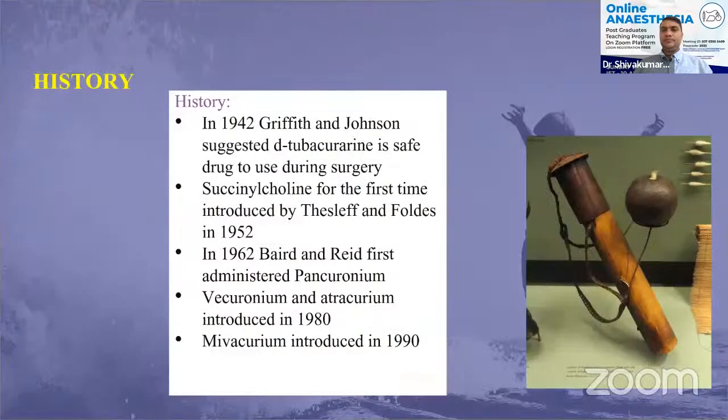So we should understand the history of neuromuscular blocking agents before we use them. Initially, curare was used as arrow poison by South American tribals. Later, in 1942, Griffith and Johnson suggested d-tubocurarine as a safe drug to be used during surgery. Succinylcholine was introduced for the first time by Thesleff and Foldes in 1952. Ten years after that, Baird and Reid first administered pancuronium. Vecuronium and atracurium were introduced in the late 1980s.